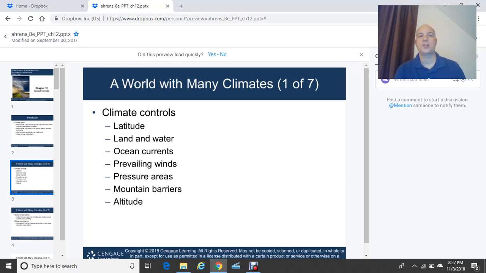The land and water distribution, this goes back to the fact that land heats and cools 5 times quicker than water. So if you live, for example, in the middle of a continent, like let's say in the United States you live in Nebraska, you're right in the middle of the North American continent. You are going to have much wider variability in your climate, in your temperature, between the coldest time of the year and the warmest time of the year, because land heats and cools off so much more quickly.